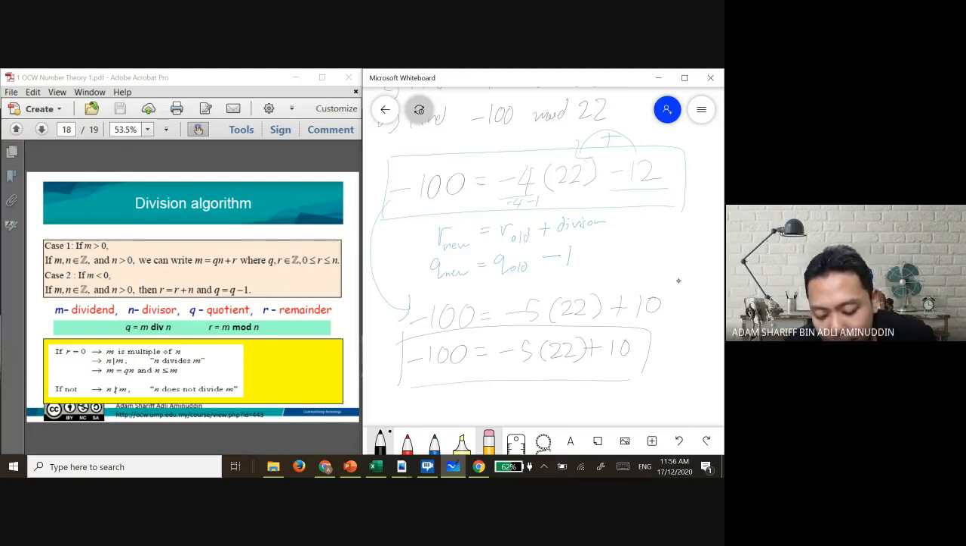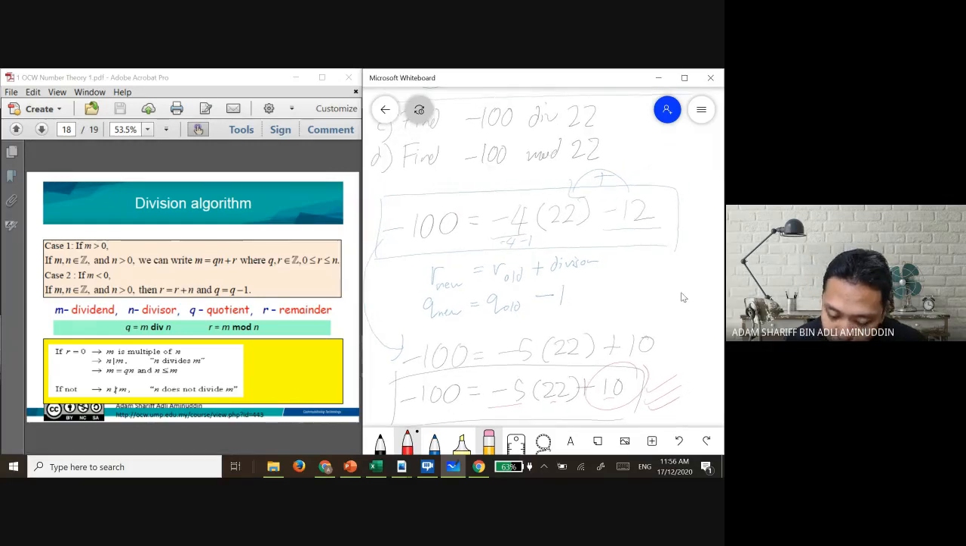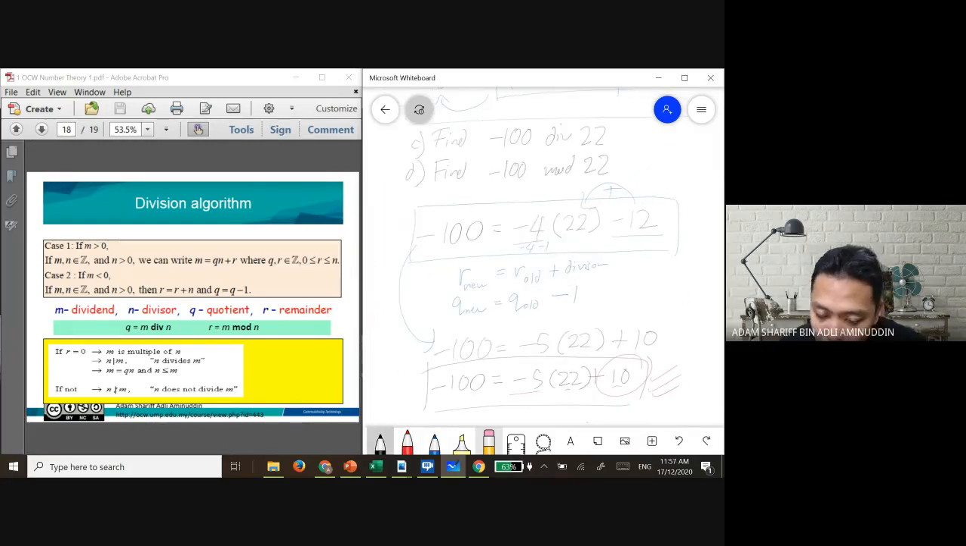Let us check by multiplying back negative 5 and 22. You plus 10 dapat negative 100. So correct. For the quick check, the 10 is less than the divisor 22 and also is positive. All conditions checked. So the new quotient will be negative 5, the new remainder will be 10. You put back into the answer, negative 100 div 22 is negative 5, whereas remainder is 10.